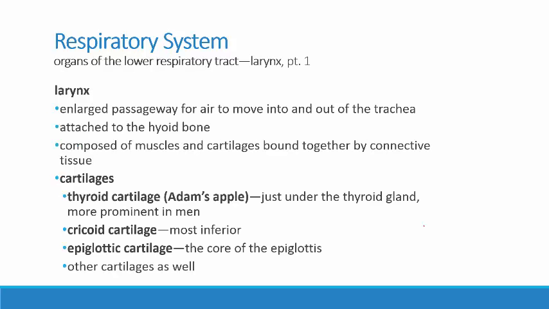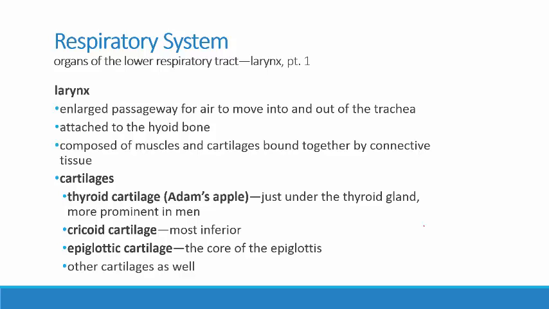So the structures of the lower respiratory tract include the larynx. If you put your hand to your throat and you feel the projection we talk about as the Adam's apple, that's where the larynx is found, and it's an enlarged passageway that allows air to move into the trachea and out of the trachea. The larynx is attached to the hyoid bone, one of the bones that doesn't attach to other bones in the body, and if you feel around, you may be able to make that out. Some people can, it just depends.